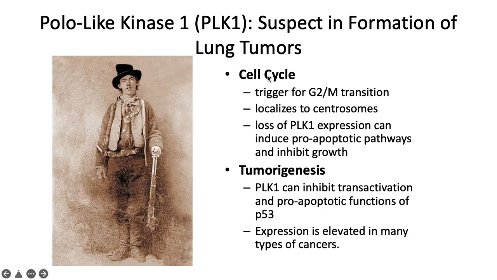So we look: cell cycle, yeah, that's a hot topic. Trigger for G2M transition, absolutely. Helps separate the chromosomes, and if you lose it, you induce apoptotic pathways. So it's preventing cell death. And tumorigenesis. Look at, has it committed other crimes in other cities? Oh yeah, it's committed lots of crimes. It's big time and elevated in many types of cancers.